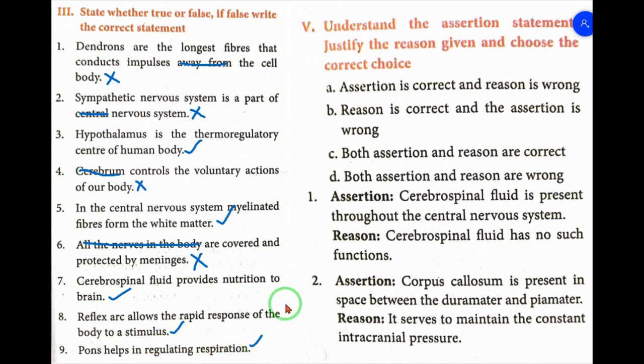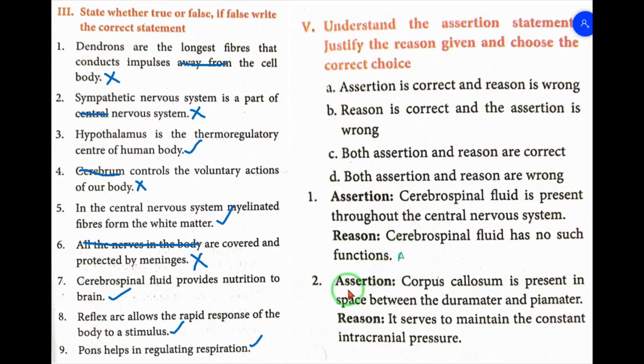Next one. Understand the assertion statement, justify the reason given and choose the correct choice. Question number 1. Assertion: Cerebrospinal fluid is present throughout the central nervous system. Reason: Cerebrospinal fluid has no such function. Here the answer is A. Assertion is correct and the reason is wrong.